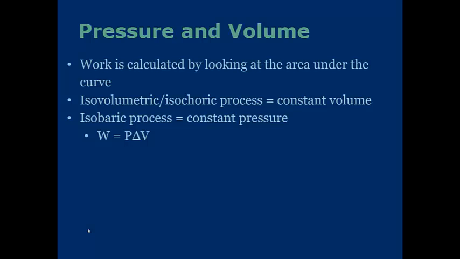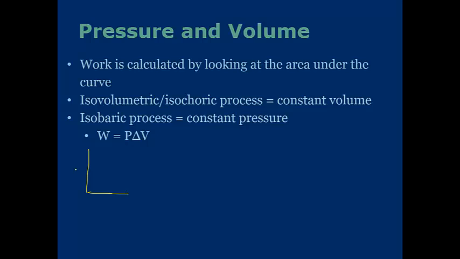There are two types of processes in the pressure-volume curve that you need to understand. The first is isovolumetric, or isochoric processes. As the name suggests, these are processes that have constant volume. Isobaric processes, on the other hand, have a constant pressure. For isobaric processes, you can calculate the work by looking at the pressure times the change in volume. Let's draw a couple of these out and have a closer look.